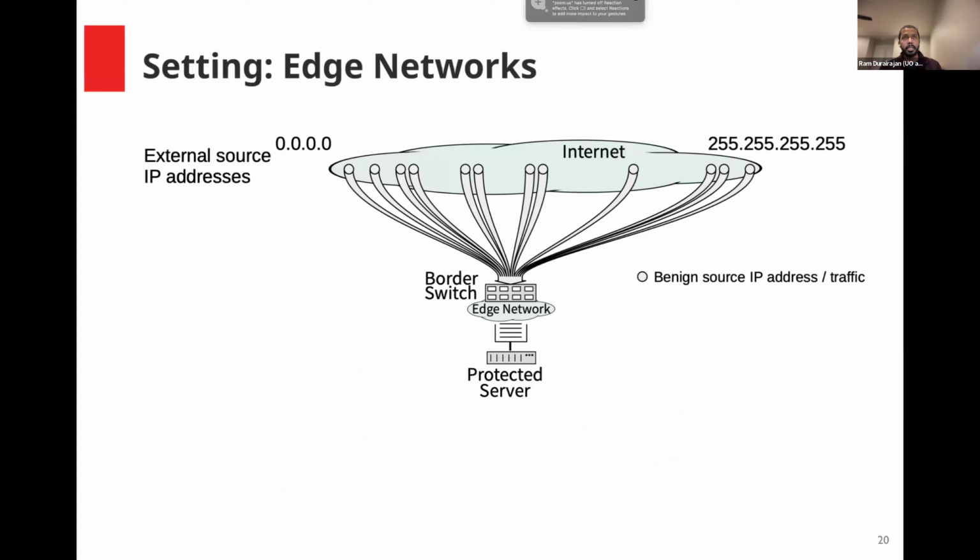So let me zoom into a specific aspect of the edge network. Think of this as an edge network where you have a border switch that sees traffic from many parts of the internet. So you have the external IP addresses. Most of them send benign traffic, and then they go to the border switch where some basic checks happen, and then they go inside the perimeter where, for example, your HPC servers are. There are some protected servers there to come up with any sort of wildfire detection in our context.